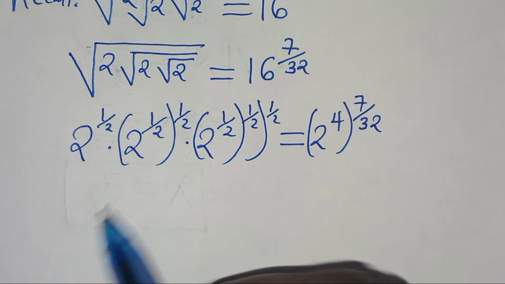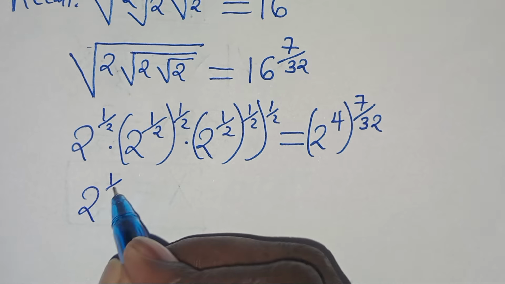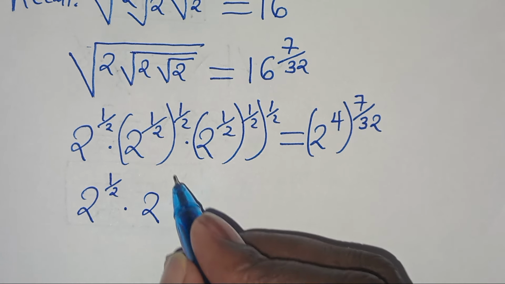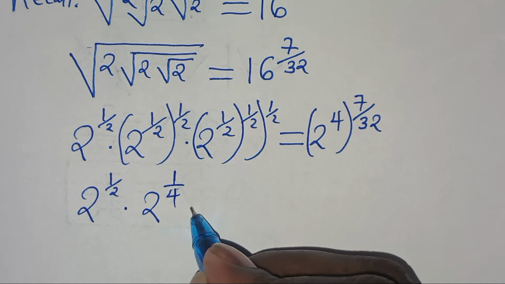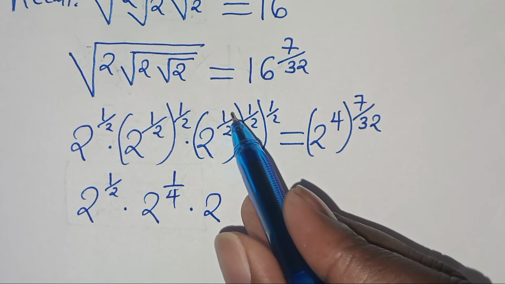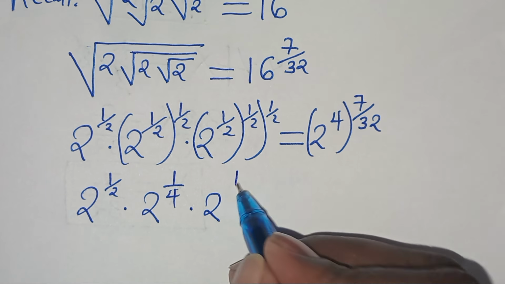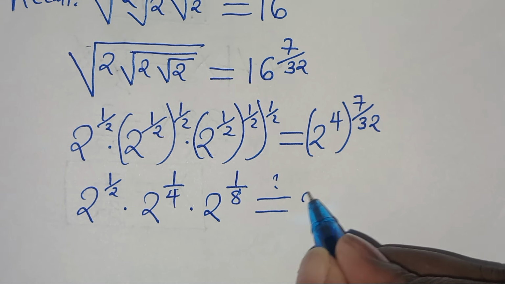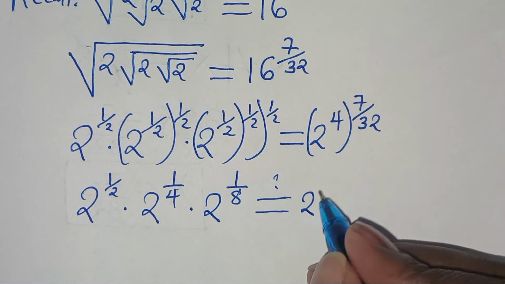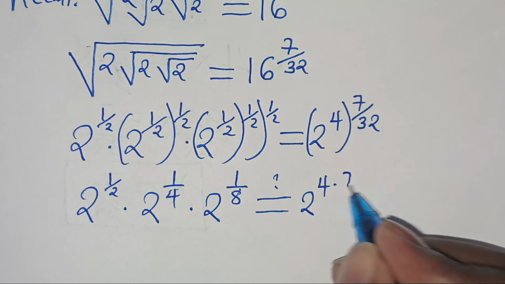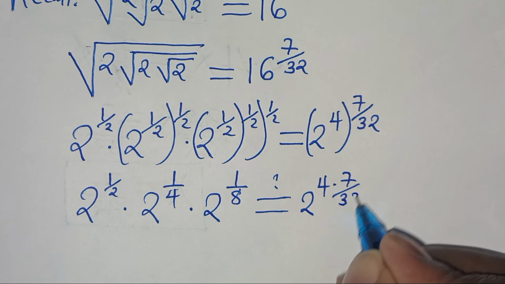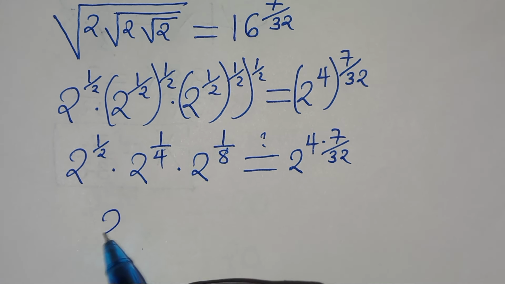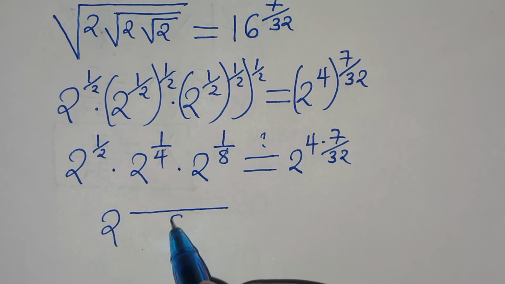Now, this is 2 to the power of a half times 2 to the power of a half times a half. This is 1 over 4. Then times 2 to the power of a half times half times half. This is 1 over 8. This should be equal to 2 to the power of 4 multiplied by 7 over 32. So we have that the LCM here is 8.